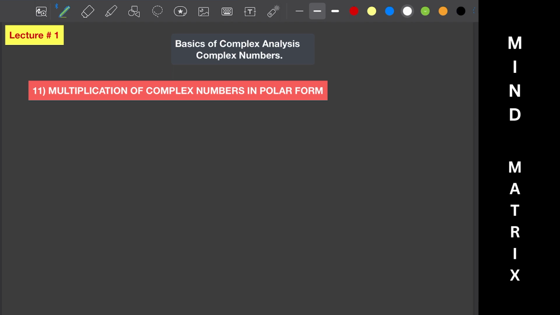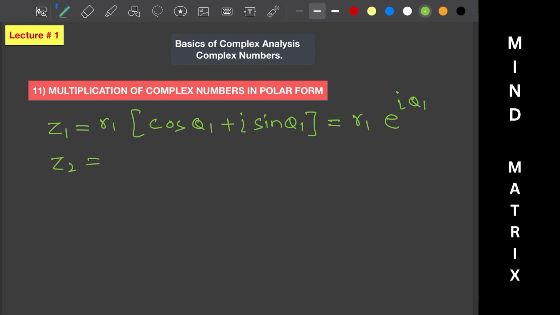So let's say we have two numbers, z1 equals r1 cos theta 1 plus iota sin theta 1. From Euler formula we can write this polar form as r1 e power iota theta 1, and similarly we have the second complex number in polar form as z2 equals r2 cos theta 2 plus iota sin theta 2, and we are again converting this number using Euler formula, so r2 e power iota theta 2.